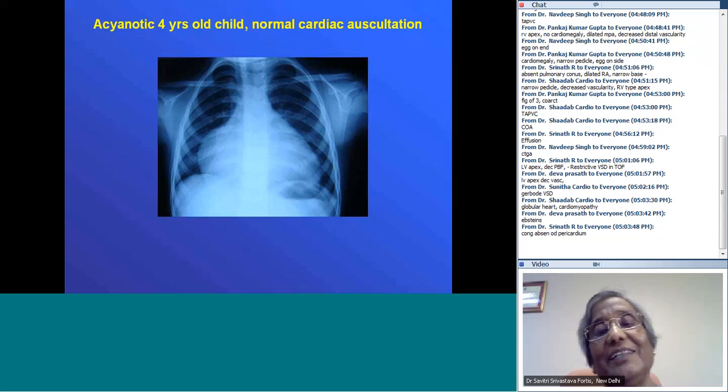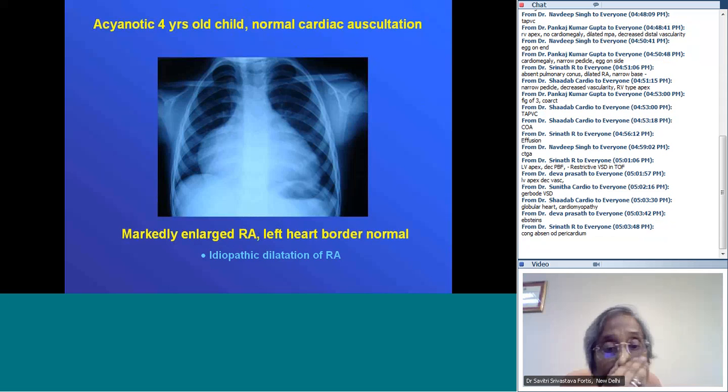Absent pericardium. With absent pericardium, the bulge is on the left side mostly, not on the right side. So I tried to explain. This is a typical shadow of the right atrium. Bulge on the right side of the cardiac silhouette. So it's a markedly enlarged right atrium. But the left heart border doesn't show any humps or anything specific. The vasculature is not increased. So this was a case of idiopathic dilatation of the right atrium.